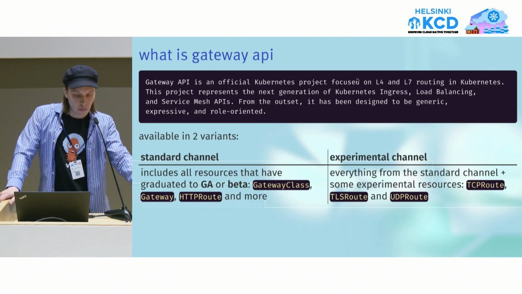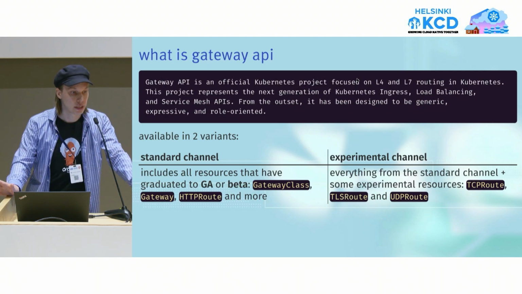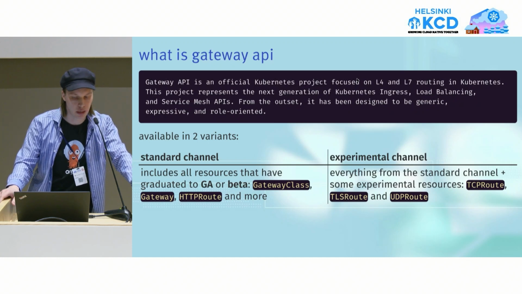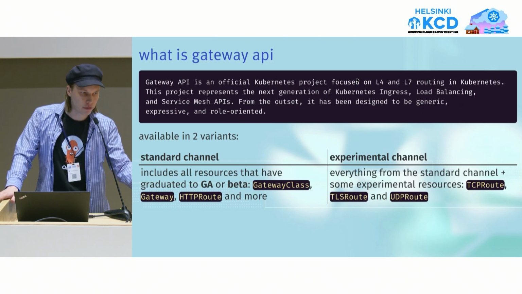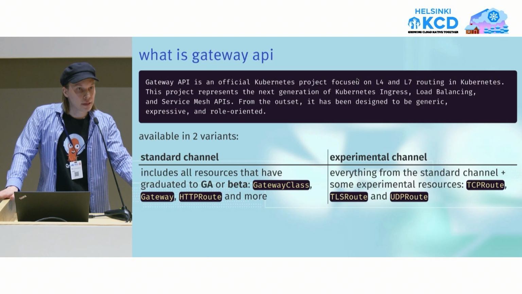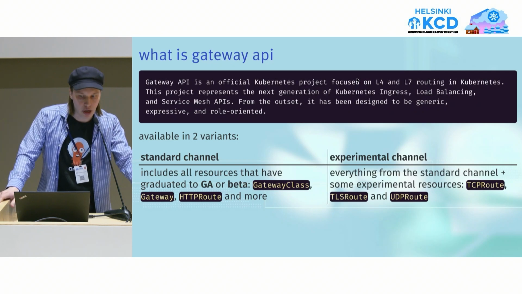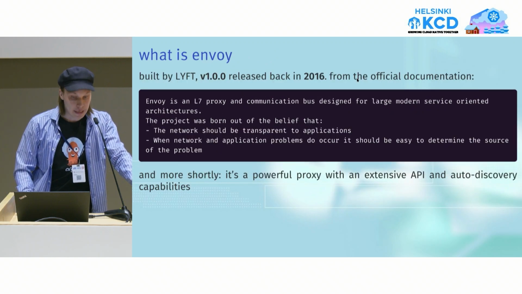It's available in 2 variants right now. The standard channel, which is stable, contains some resources which you can use, such as gateway class, gateway, and HTTP route. And there is also an experimental channel. The experimental channel contains everything in the standard channel, plus some experimental resources which can change in the future, TLS route, UDP route, and TCP route, something like this. So this is roughly what Gateway API is.